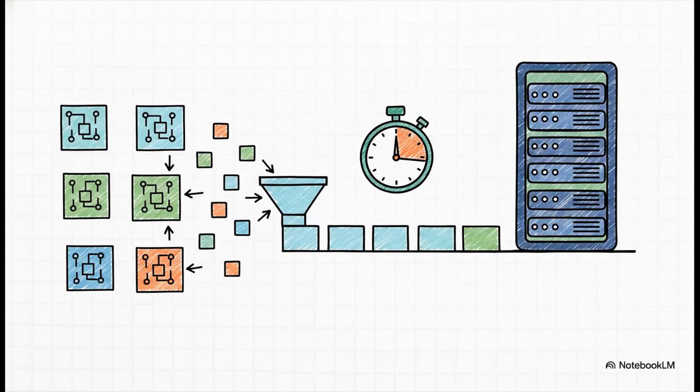Okay, our second mathematical reality check is Little's law. This is a fundamental queuing equation. It states that L, the average number of items in a system, equals the average arrival rate of items, which we call lambda, multiplied by W, the average time an item actually spends in the system.